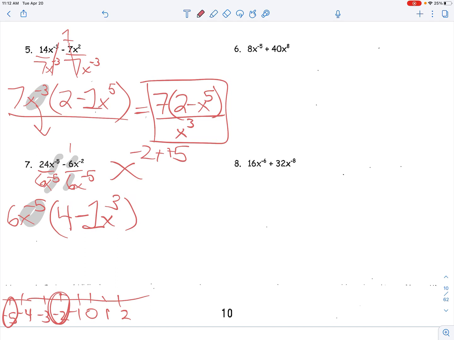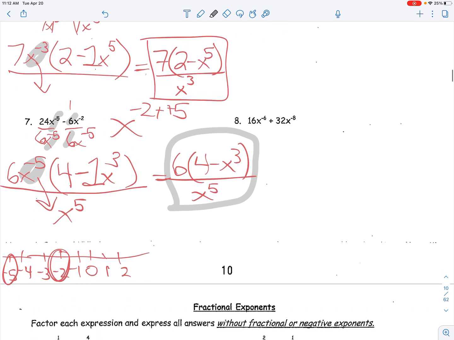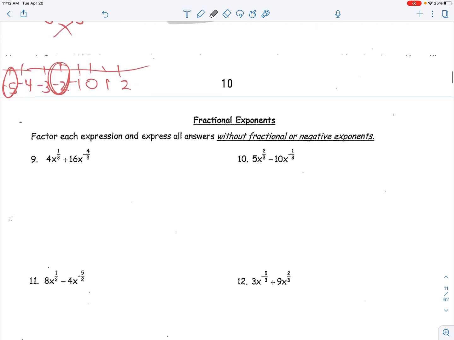All right, so once again, negative exponent here, x to the power of negative 5. Bring it to the denominator. It'll become a positive 5. So we have 6 parentheses 4 minus 1x cubed, or minus x cubed here, over x to the 5th. That is your answer, all right, to number 7.